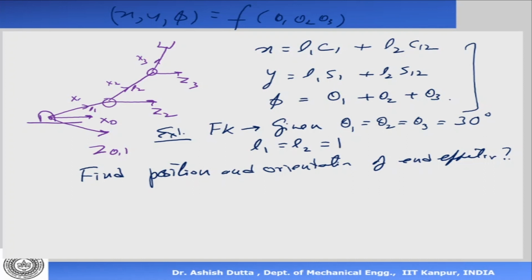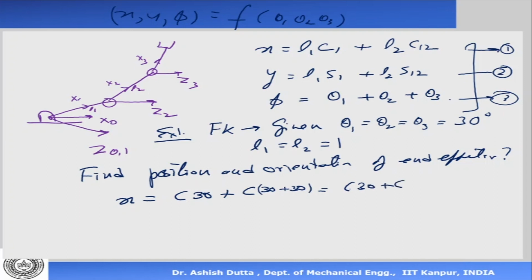So we are given you all the joint variables. Now you find the position and orientation of the end effector. In this case it is the frame 3. How do we do that? Well, it's very simple. Take equation 1, equation 2 and equation 3. So put the values in equation 1 and equation 2. So x is going to become equal to, L1 is equal to 1, so it is cos 30 plus cos (30 plus 30), which is cos 30 plus cos 60, which you can very easily calculate, is 1.36.